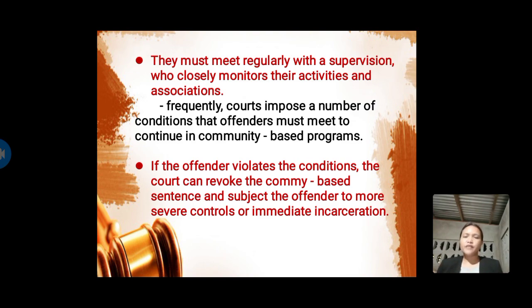So if you are given a chance to be part of this community-based correction program, you must meet regularly with a supervisor who closely monitors your activities and associations. So you should not violate the rules and regulations in the community-based correction programs.